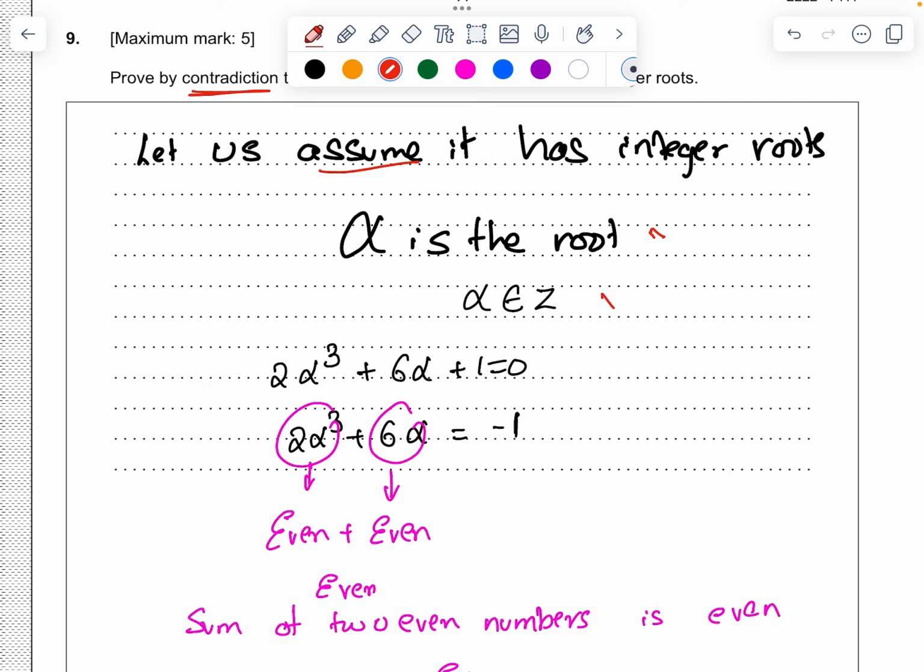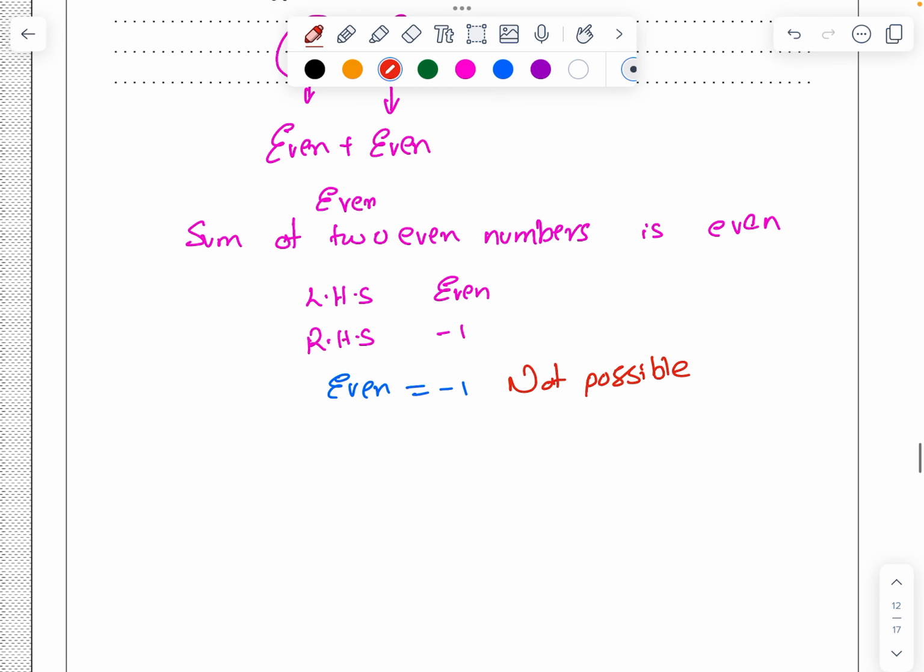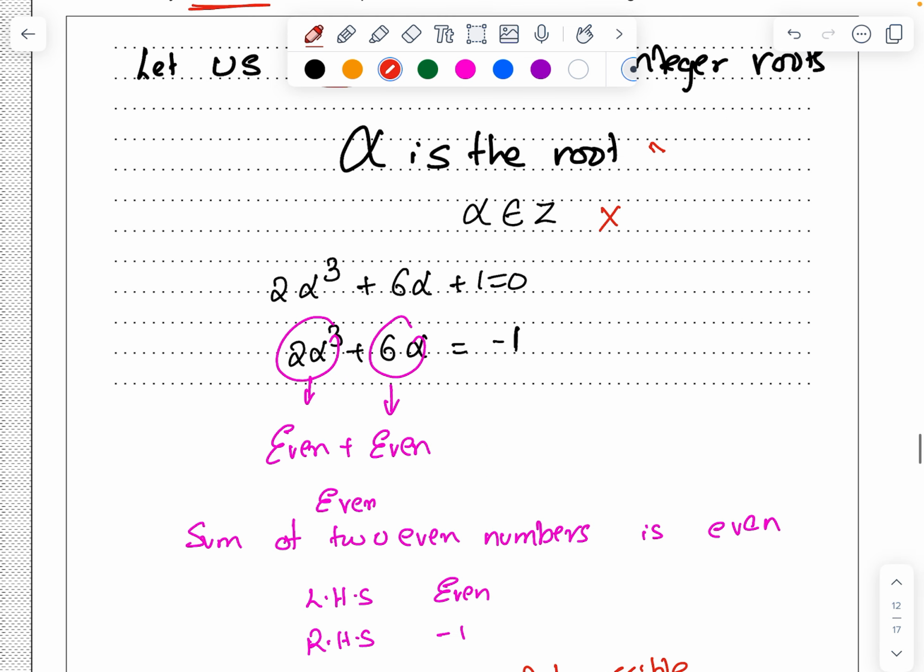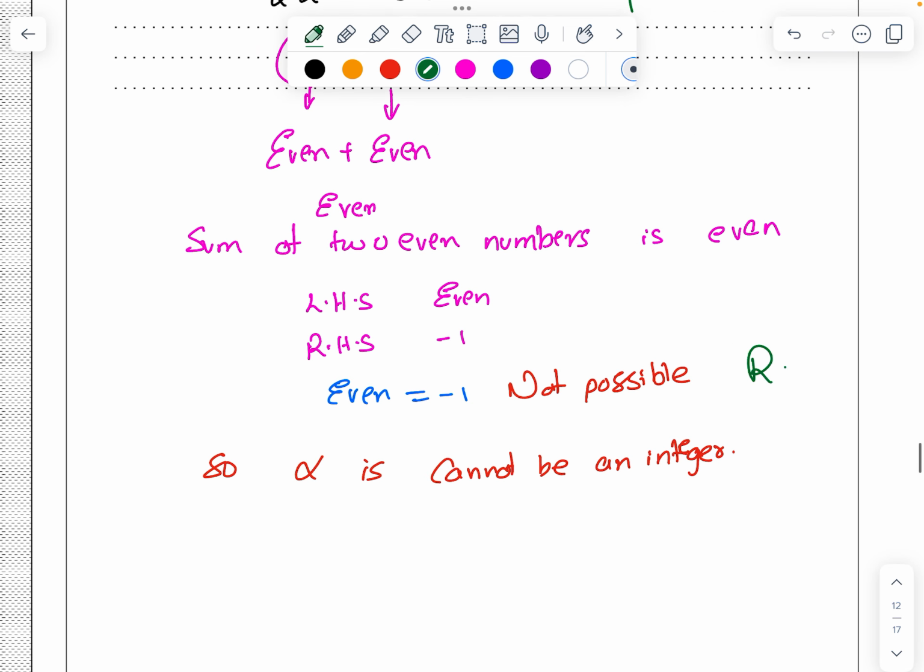Assumption is wrong means alpha is not, what is this? An integer. So what we can write it as? So alpha is not, or alpha cannot be an integer. So how do I get it out marks for this one? This is method mark, again another method mark, and an accuracy mark, and finally a reason mark. In this way we can get all the 5 marks for that question.